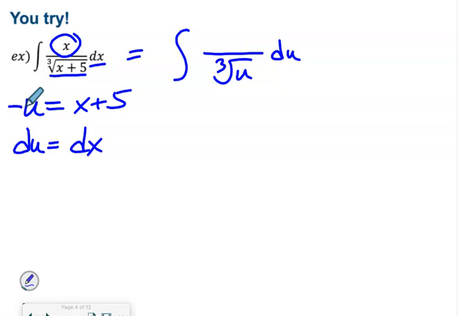U minus 5. You just say, if u is x plus 5, then x is u minus 5. So we have u minus 5. Every paper I saw got that, which was the hard part. But then a lot of people got stuck or made mistakes on the next part. So it's a good thing I made you evaluate.